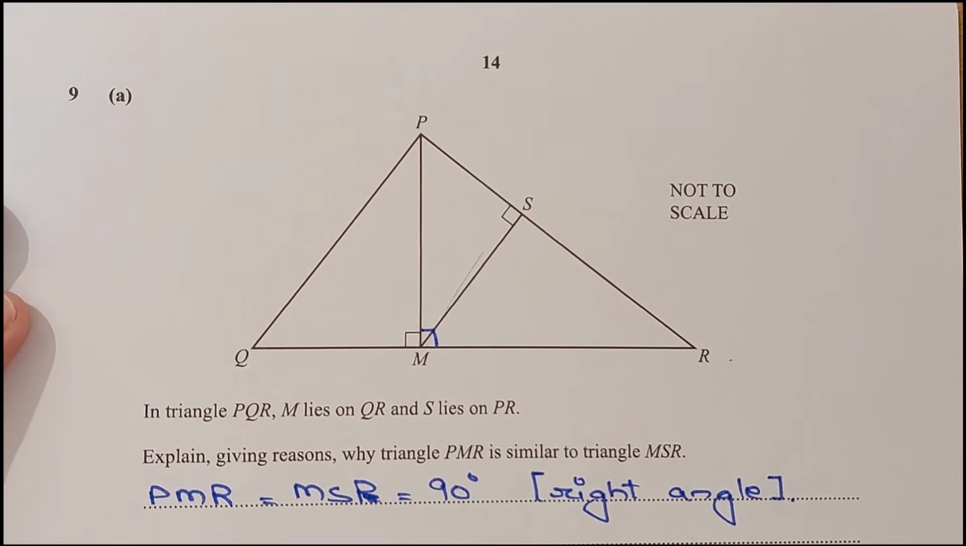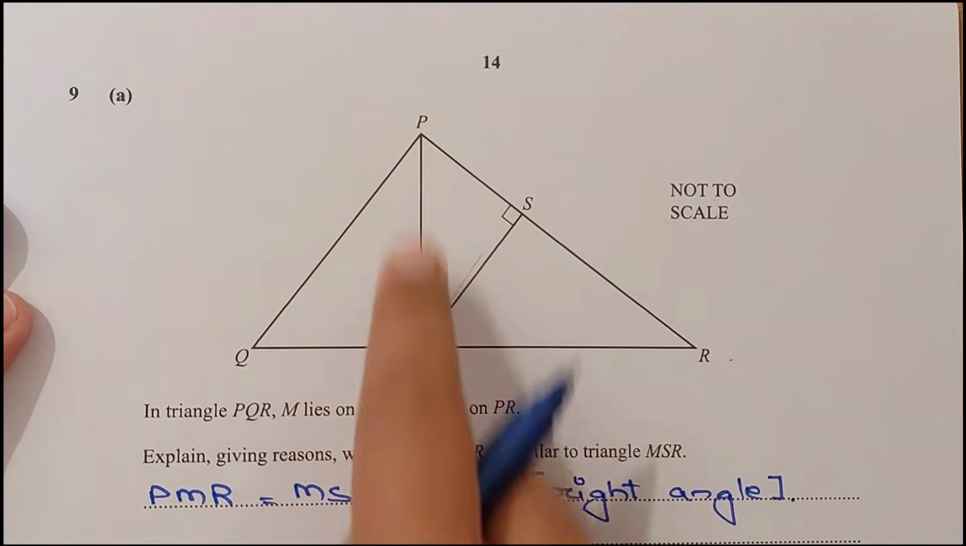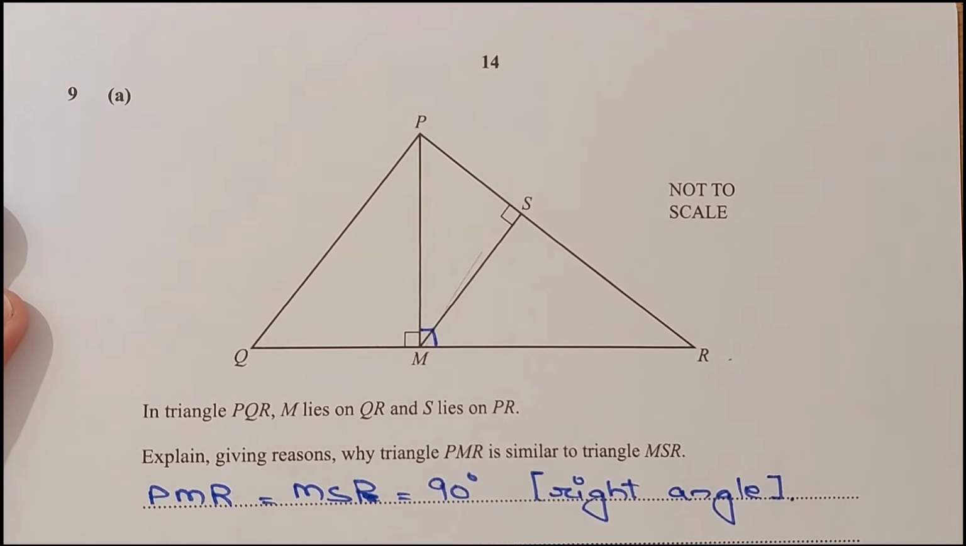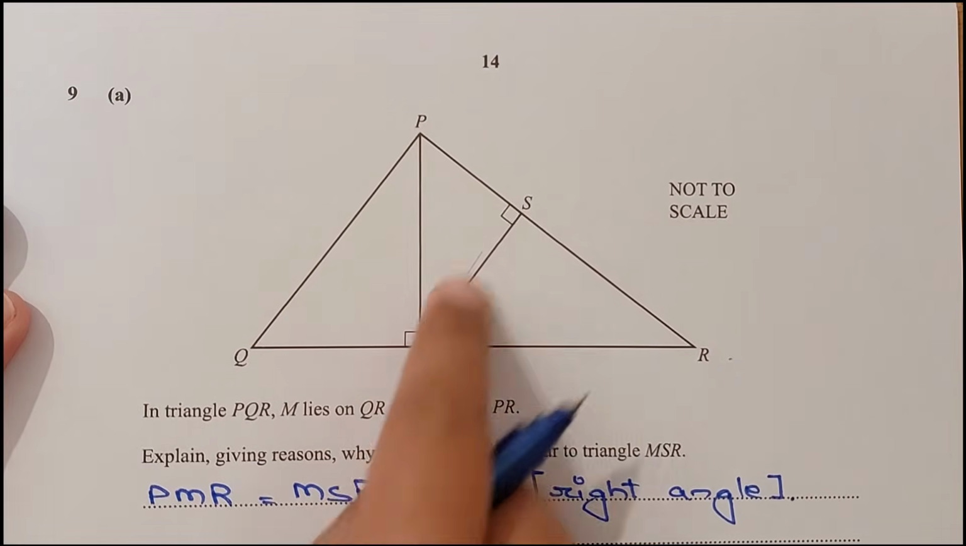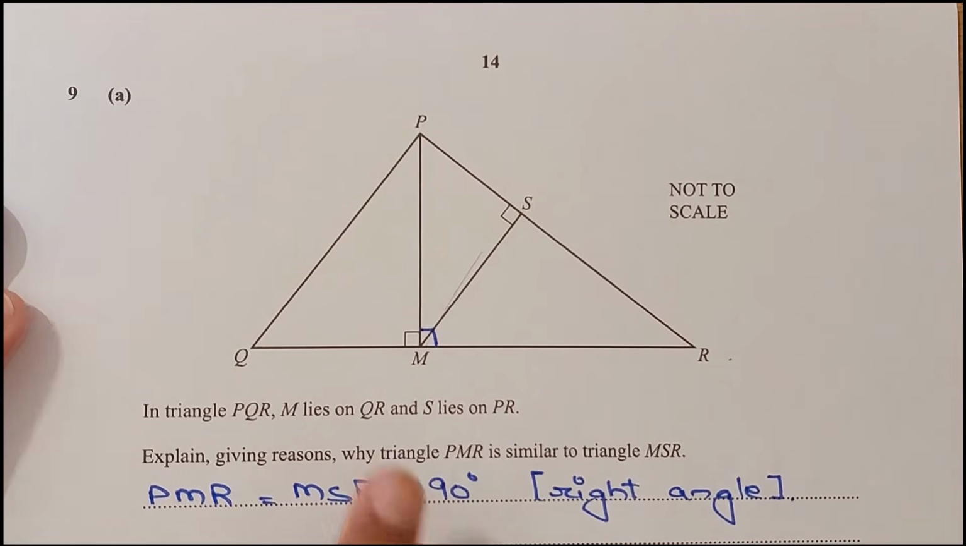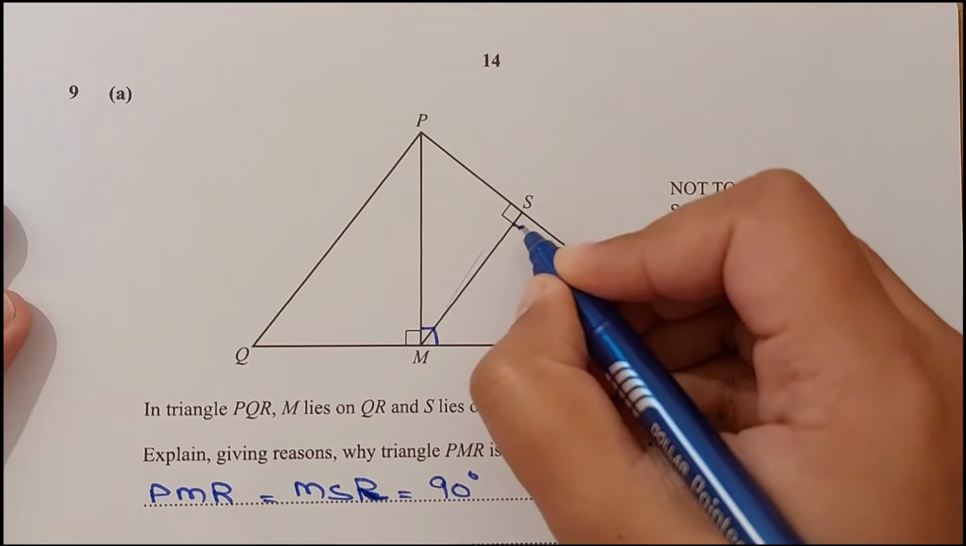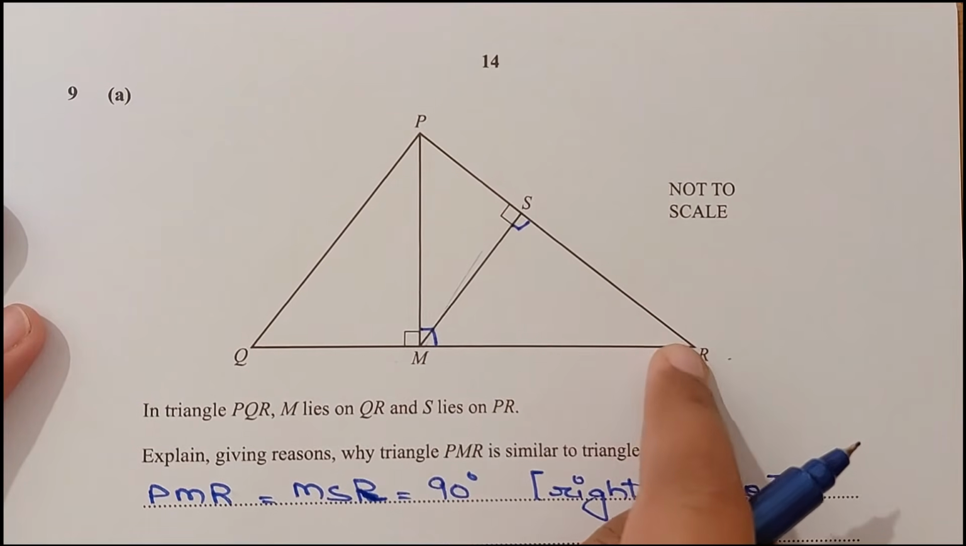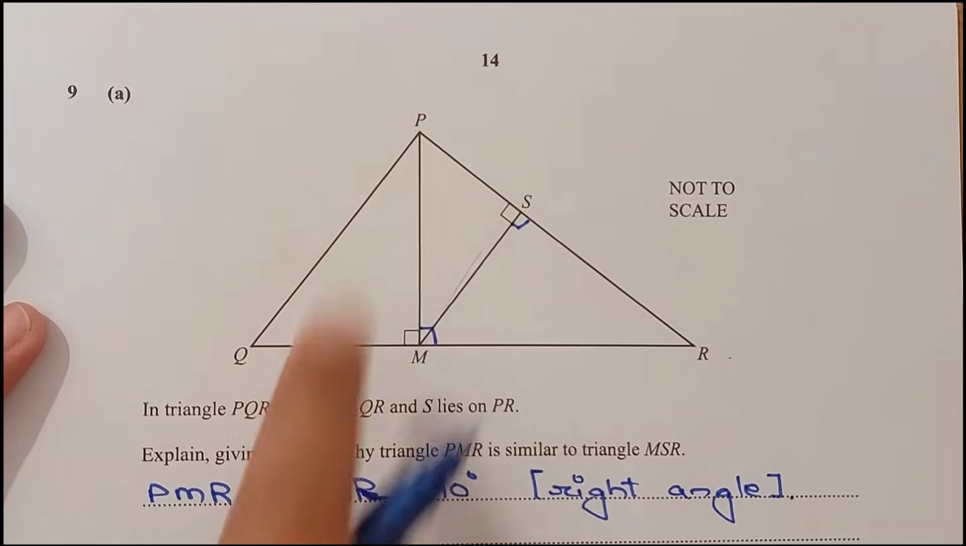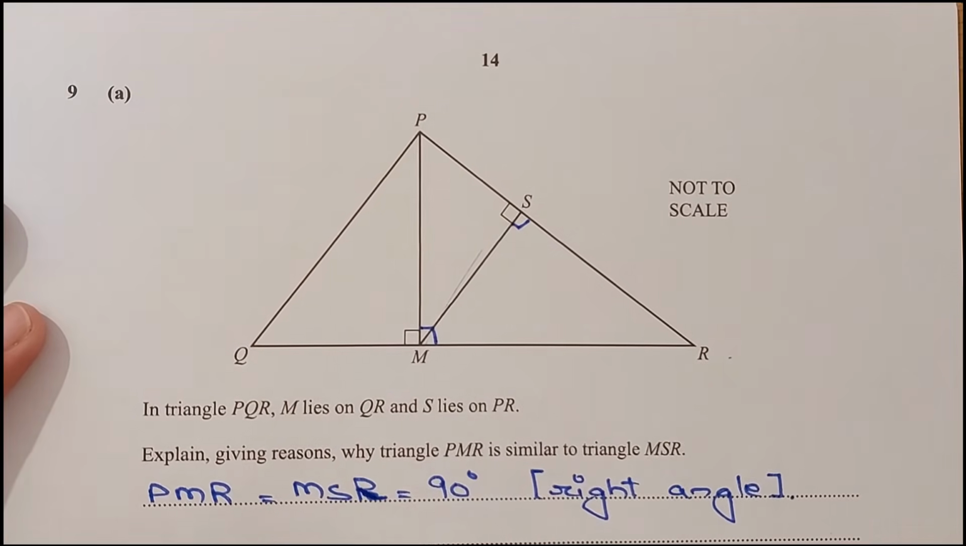Okay, so in both triangles we have PMR, this triangle, and the other is MSR, this triangle. These are 90 degree angles. This is also a 90 degree angle. Okay, so both have angle R common, MRP, or we can say MRS, same angle. MRP equals MRS, same angle. This is a common angle in both triangles, right?